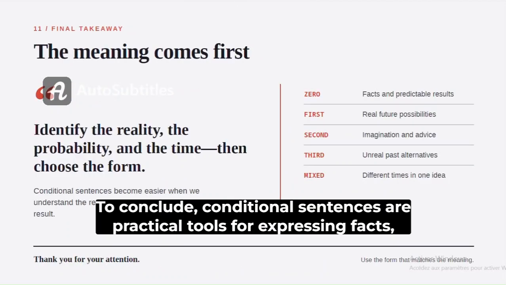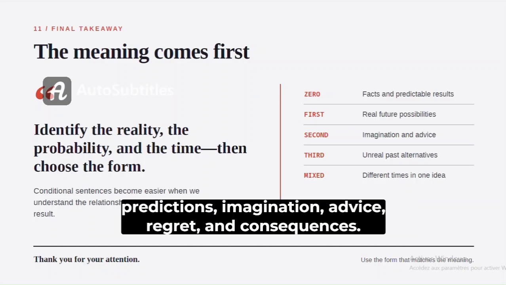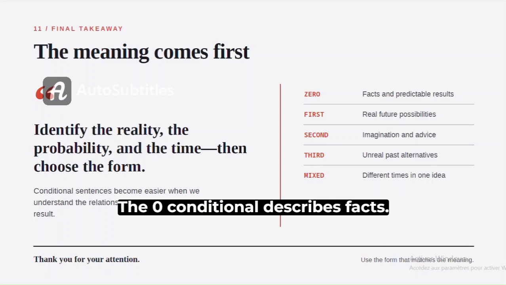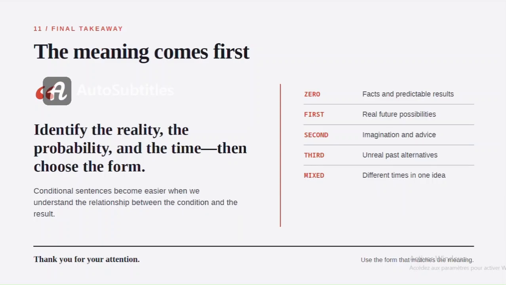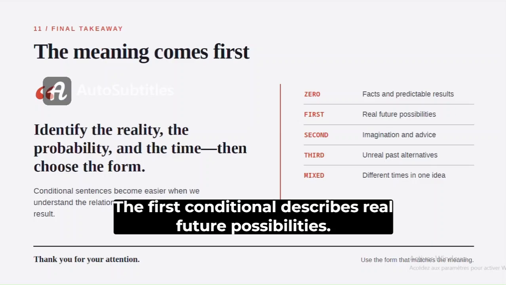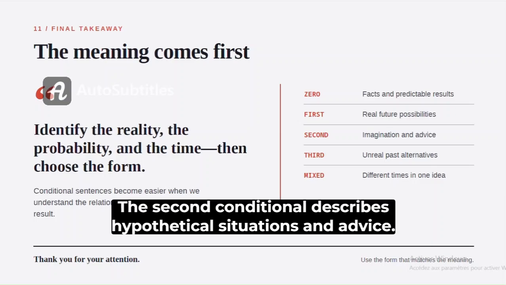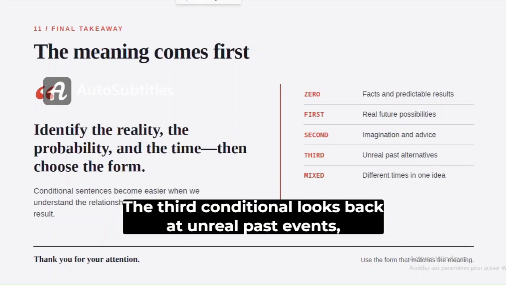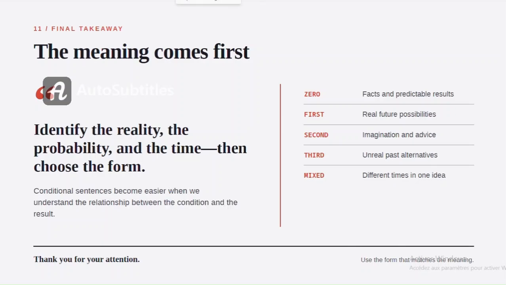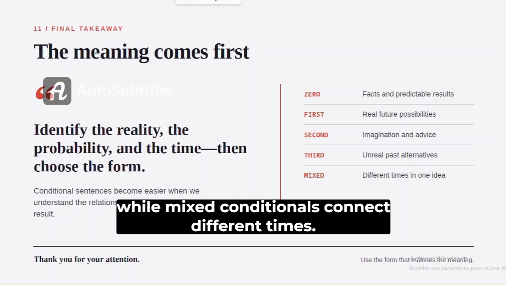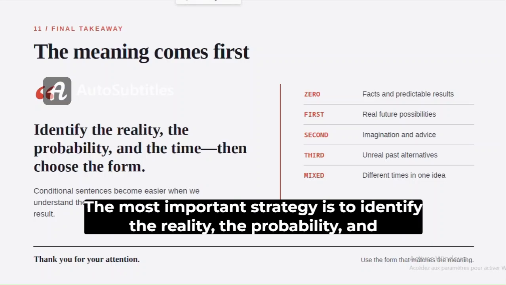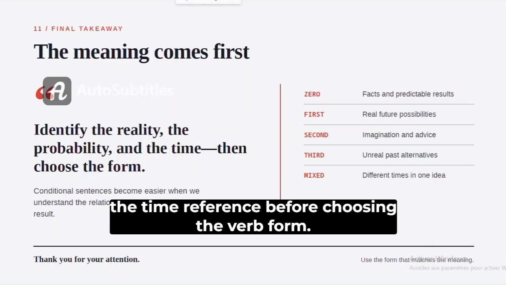To conclude, conditional sentences are practical tools for expressing facts, predictions, imagination, advice, regret, and consequences. The zero conditional describes facts. The first conditional describes real future possibilities. The second conditional describes hypothetical situations and advice. The third conditional looks back at unreal past events, while mixed conditionals connect different times. The most important strategy is to identify the reality, the probability, and the time reference before choosing the verb form.